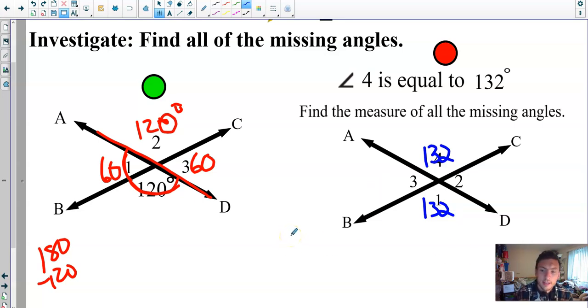And then I noticed that angle 1 and angle 2 form a full semicircle, a straight line. So angle 1 and angle 2 must be supplementary. That means they add up to 180, and 180 minus 132 is 48 degrees. And since angle 2 is 48 degrees, angle 3 is also 48 degrees. How do I know that? Because they are across from each other. They are called vertical angles. Vertical angles are equal.